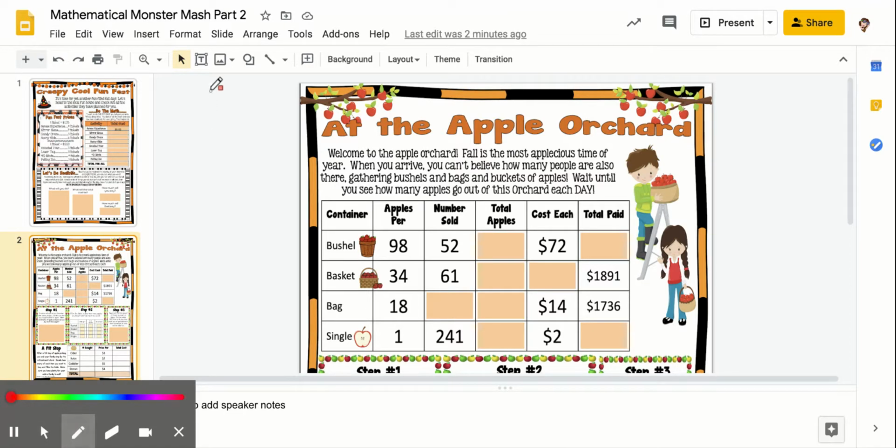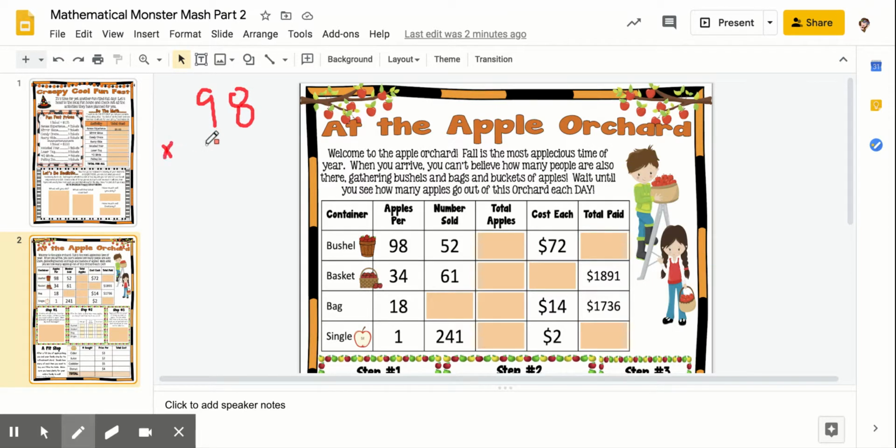So I would do 98 times 52 and I'd multiply that out, right? 2 times 8 is 16. Carry the 1. 2 times 9 is 18, plus 1 is 19.